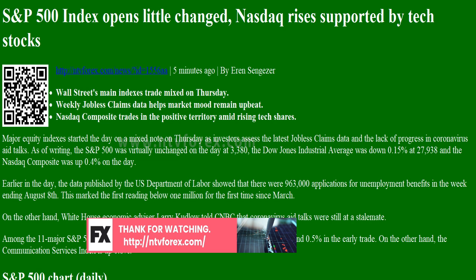Earlier in the day, the data published by the U.S. Department of Labor showed that there were 963,000 applications for unemployment benefits in the week ending August 8. This marked the first reading below 1 million since March. On the other hand, White House economic advisor Larry Kudlow told CNBC that coronavirus aid talks were still at a stalemate. Among the 11 major S&P 500 sectors, the healthcare index and the energy index both lose around 0.5% in the early trade. On the other hand, the communication services index is up 0.8%.